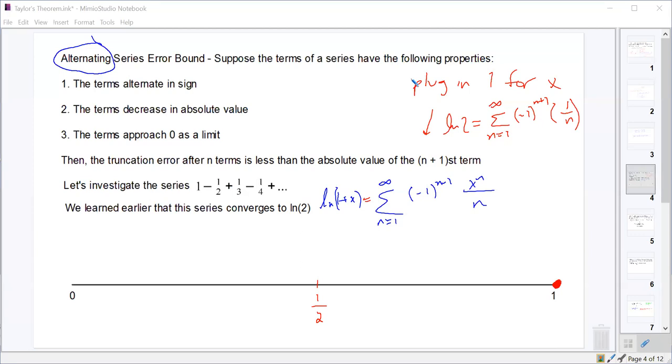Okay. So first off, what is the natural log of 2? Because that's what this series is supposed to equal, right? The natural log of 2 is about 0.693 something, something, something, something. So I'm just going to mark that in here. Natural log of 2, about 0.693.